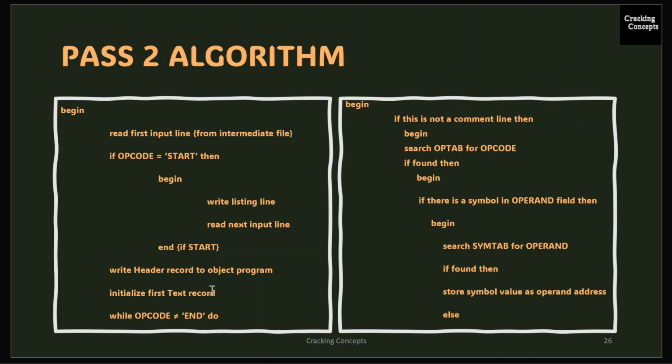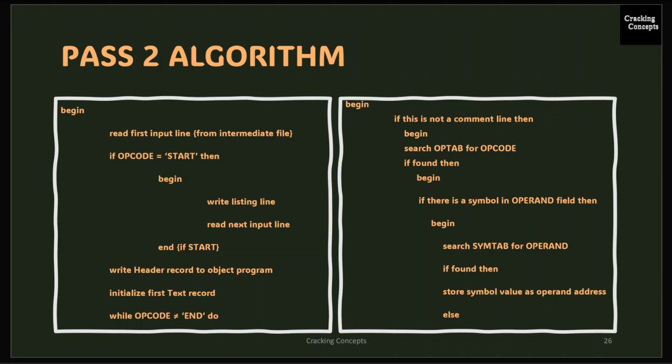Then it will write the text record following the header record. Again, it checks that the opcode is never reaching an end. If it reaches an end, it means the program ends. So until the opcode is end, it will skip all the command lines and search for opcode inside the optab.